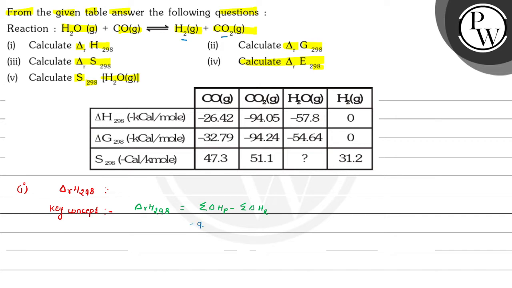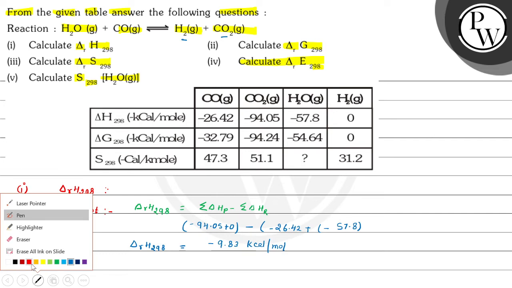So we will write minus 94.05 plus 0 minus, for reactant side here carbon monoxide and H2O are present. For carbon monoxide the value is minus 26.42 and for H2O the value is equal to minus 57.8. So from calculation the value of change in enthalpy of reaction at 298 Kelvin comes out to be minus 9.83 kilocalorie per mole.